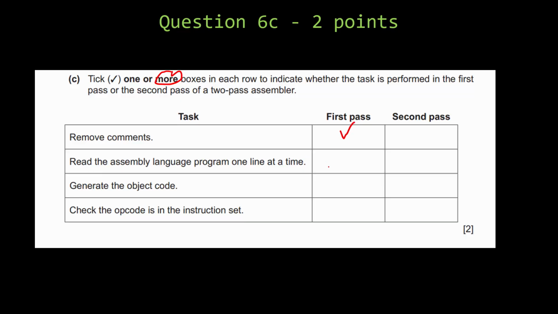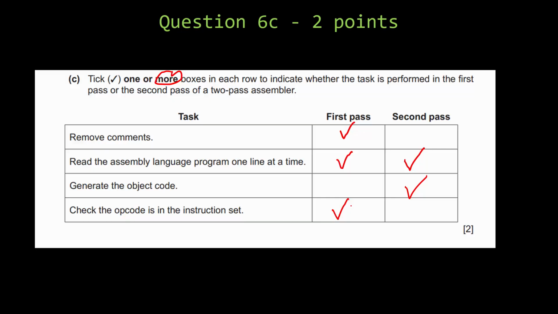Now it says read the assembly language program 1 line at a time. Well, it does that on the first pass to identify any jump references that may happen. It happens in the second pass because those reference addresses are replaced with absolute addresses, generates the object code that's in the second pass, and then it checks the opcode in the instruction set only in the first pass to make sure that it's actually there. So that wraps up all of number 6.